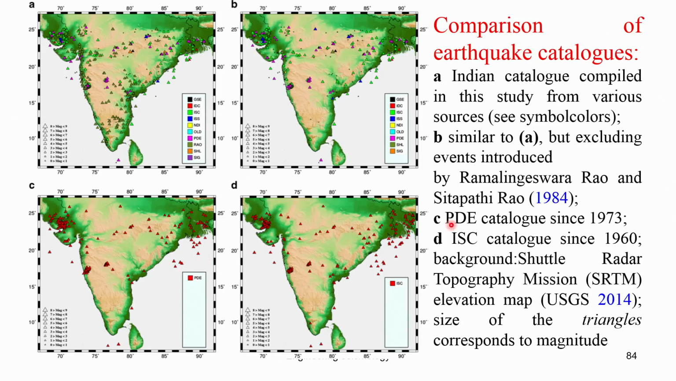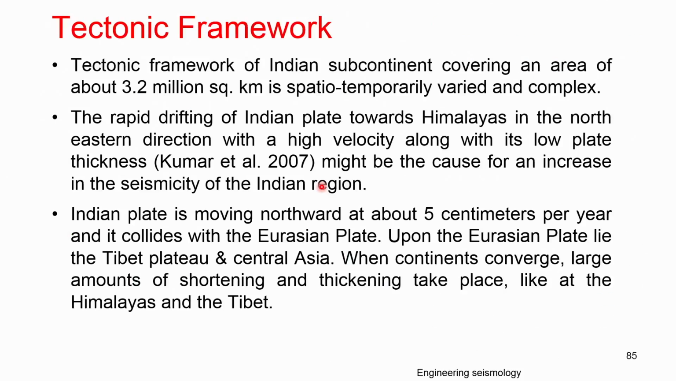Then C is the PDA catalog since 90. This is the catalog from that, and then D, this one, is the IS catalog since 1960. The Shuttle Radar Topography Mission also used a USGS kind of catalog. You can see the distribution. This is all the compiled data. So now you can understand where we are obtaining the data from and how reliable the data are, which also indicates how accurate your interpretations are to carry out some analysis.